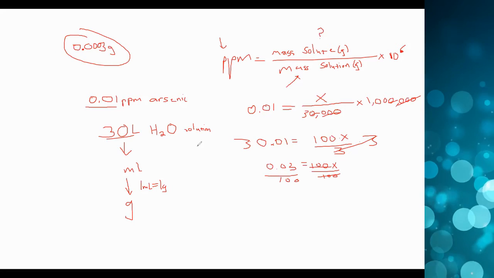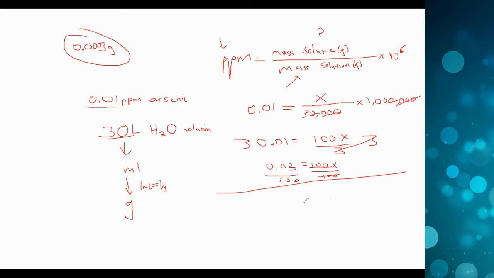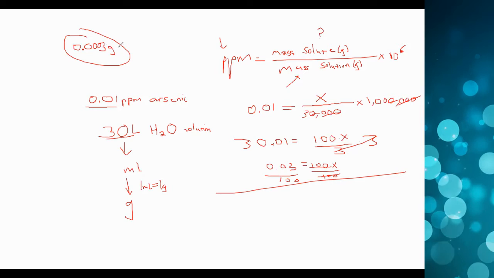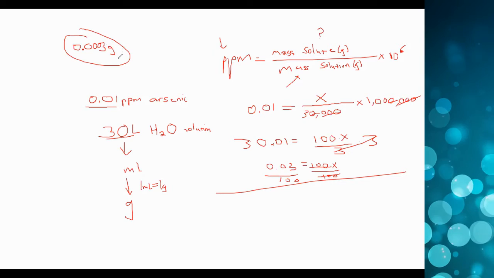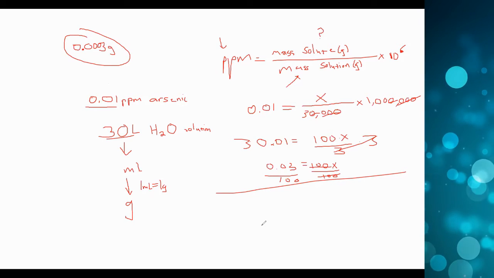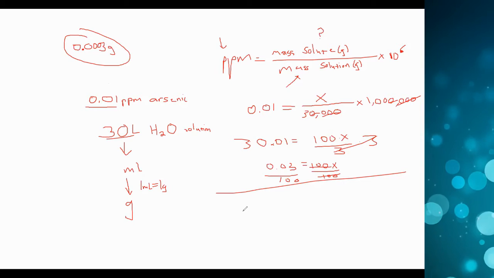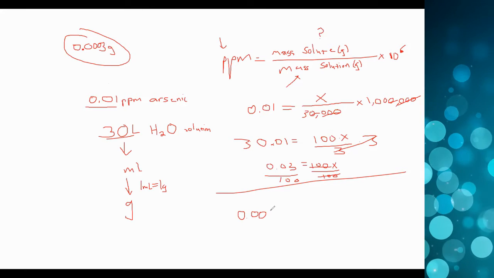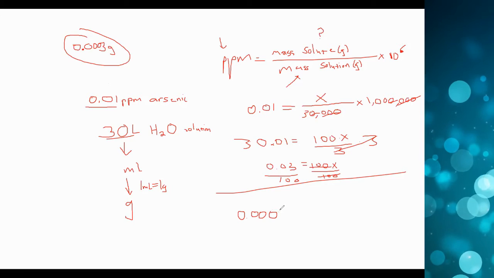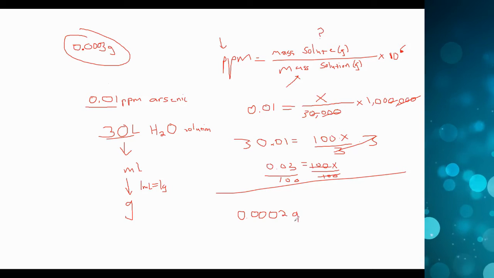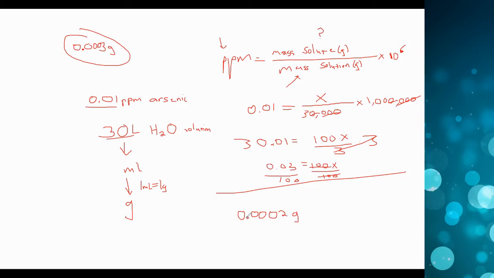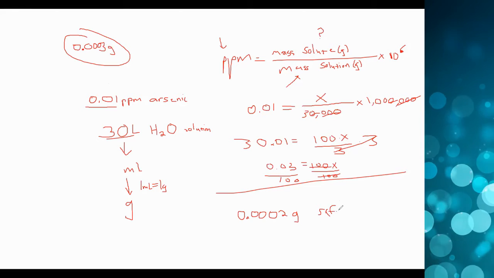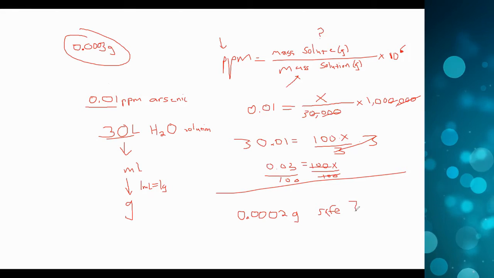For a question like this, the way the question might work is, since we just found that 0.003 grams would be that threshold, the question might say if your water sample contained 0.0002 grams of arsenic, would it be safe? So the question might say if that's how much arsenic was there, is that safe?